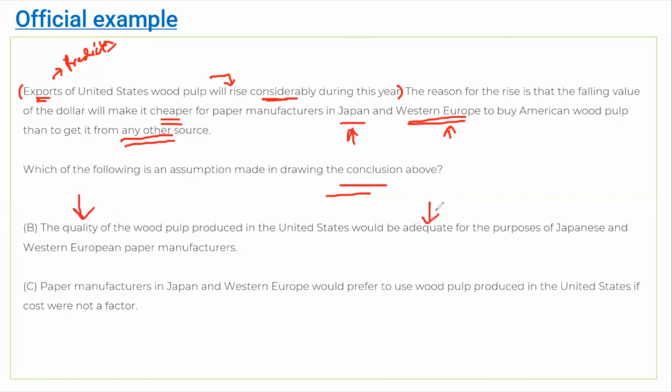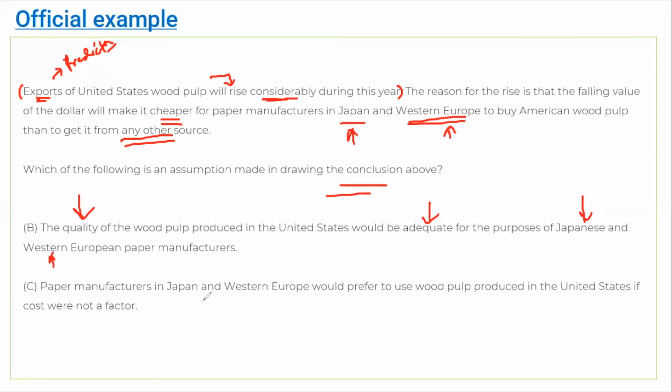That is, it will just be enough. It will meet the minimum specifications that these buyers have for wood pulp. Okay. And if the minimum specifications are met, maybe they might buy. Okay, fine. Let's hold on to that. Let's go to C for the moment.